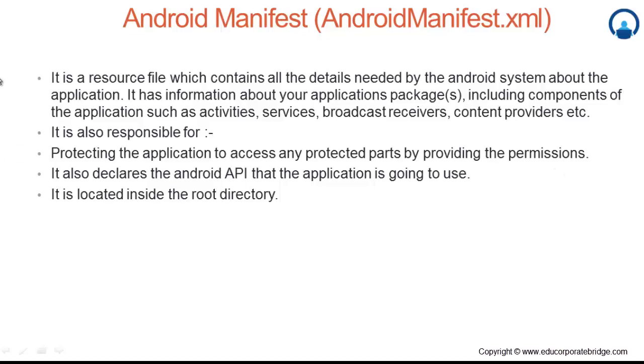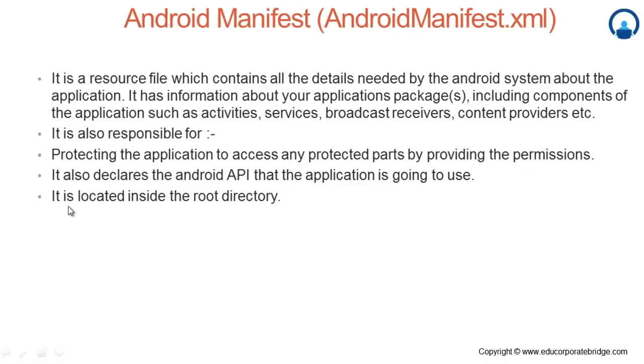Now, it also protects the application from accessing any protected parts unless provided by permission. Suppose your application has something which requires internet. So we need to provide permission for that, and we'll provide that permission in AndroidManifest.xml. It also declares the Android API that the application is going to use. Now, we used Android KitKat, and every Android version has a particular API corresponding to the name.